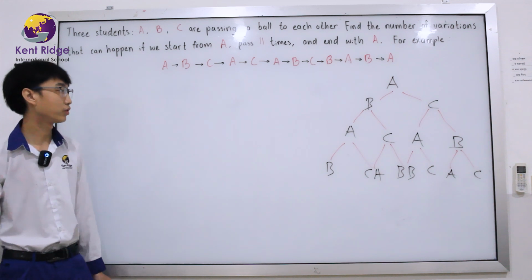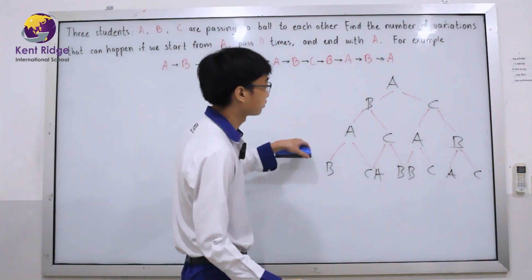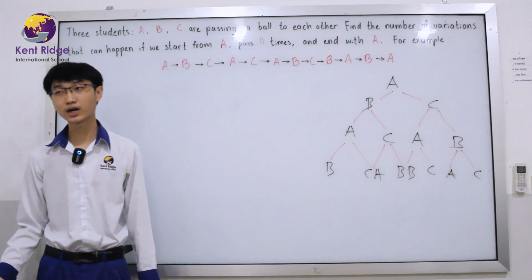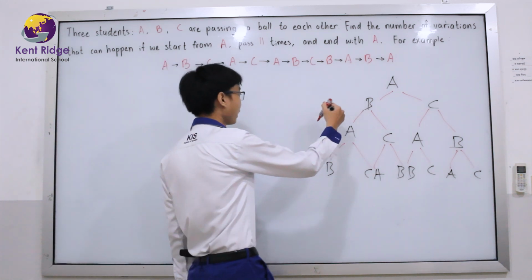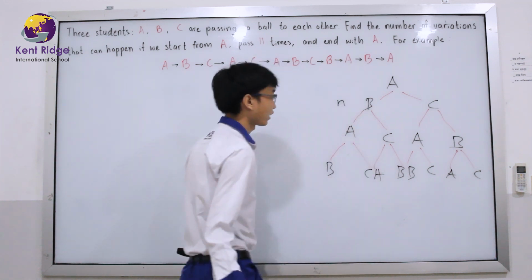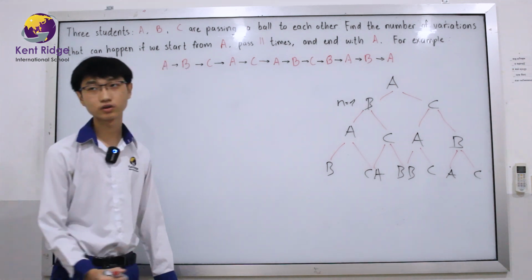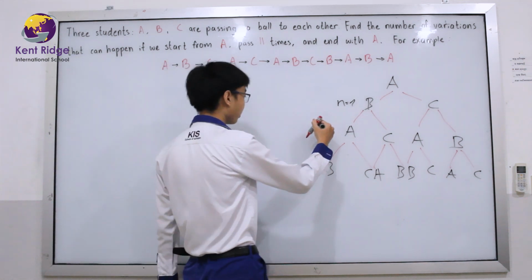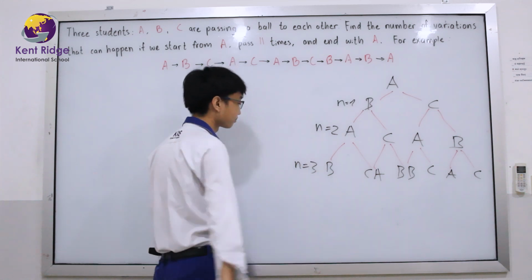First of all, we want to make the connection that the depth of the tree is equal to the number of passes that has happened. So, for example, I will represent n as the number of passes that has happened. This here would be n is equal to 1. So after the first pass, this here would be n is equal to 2, and this here would be n is equal to 3.